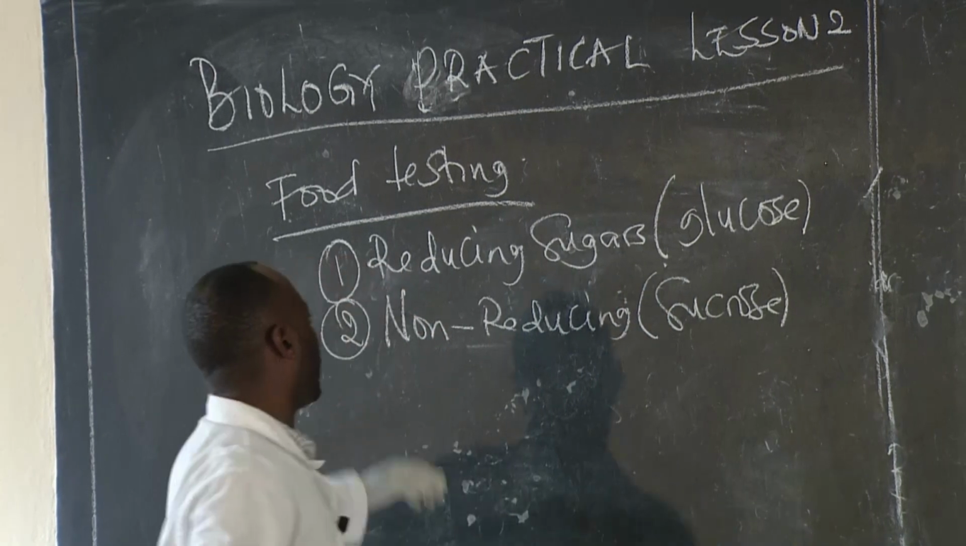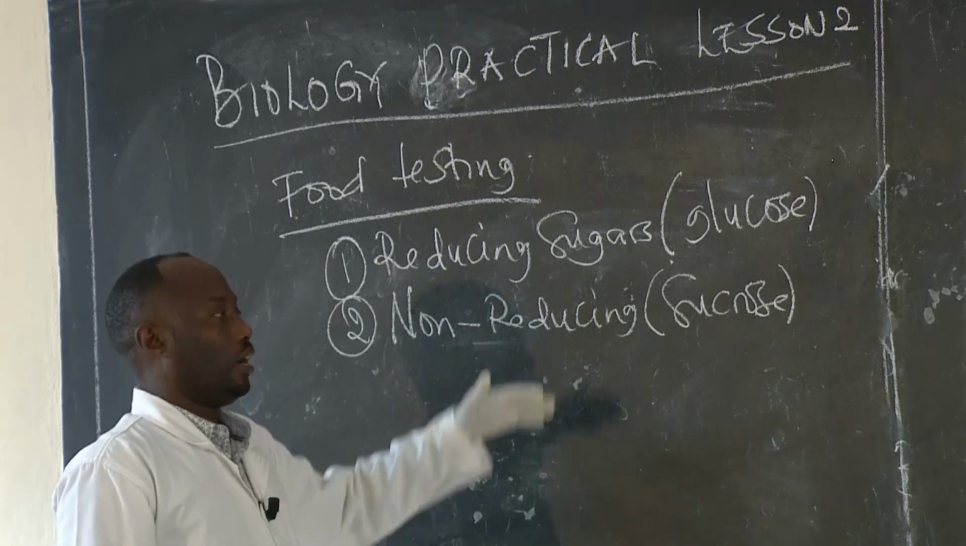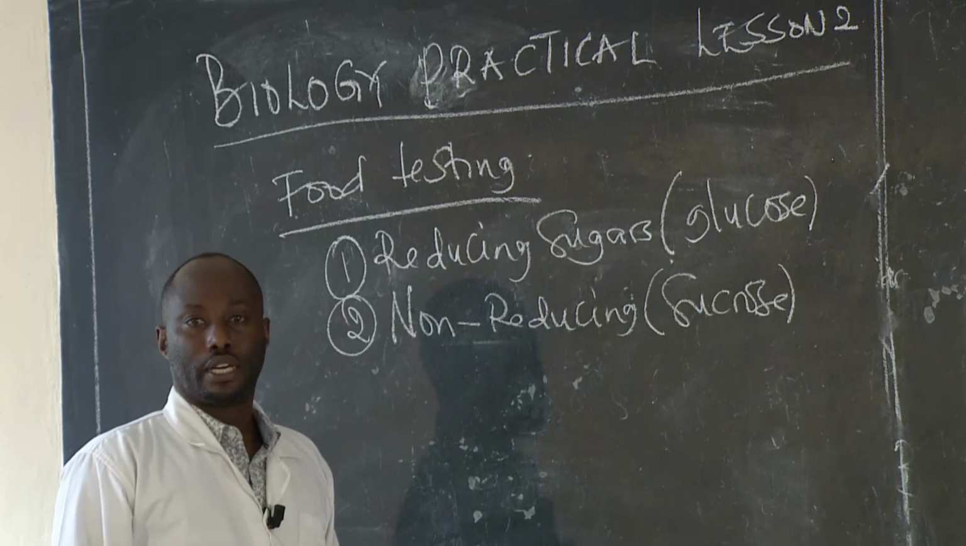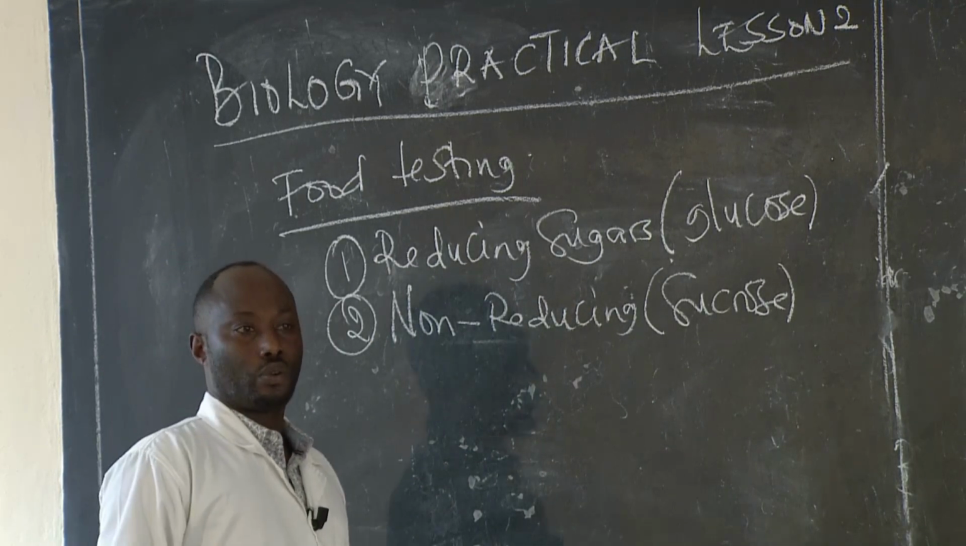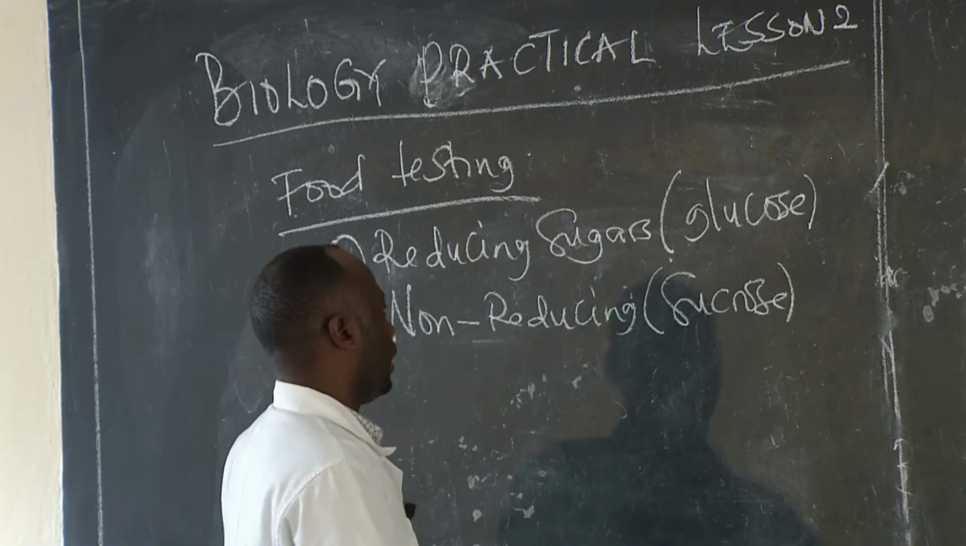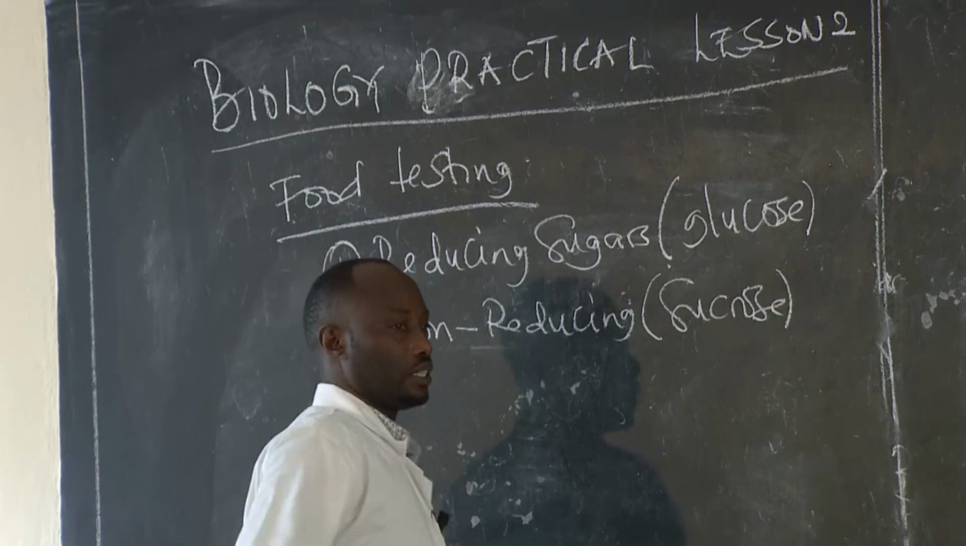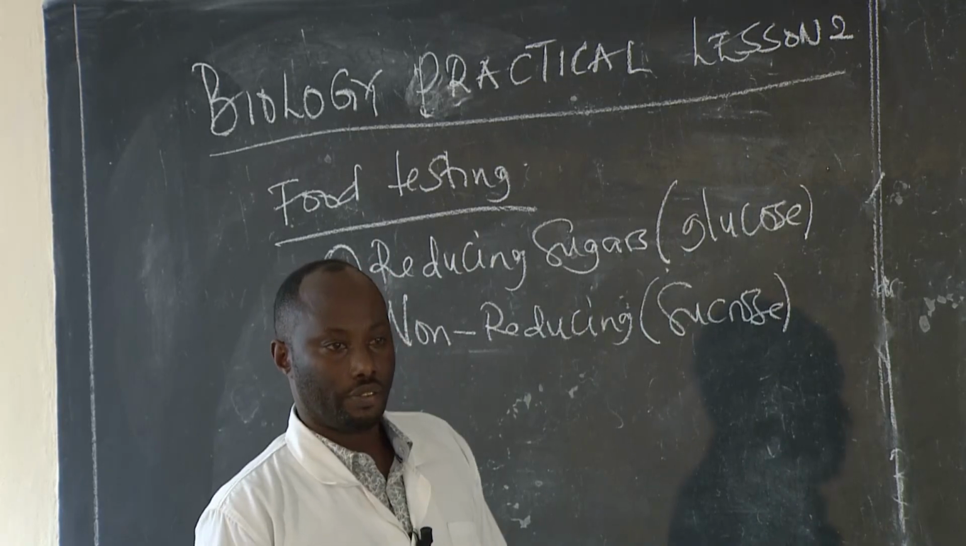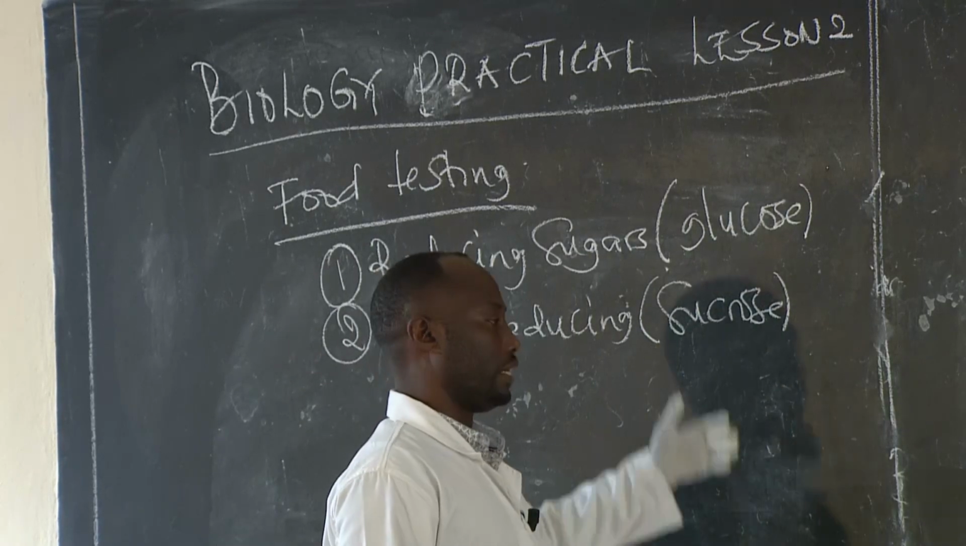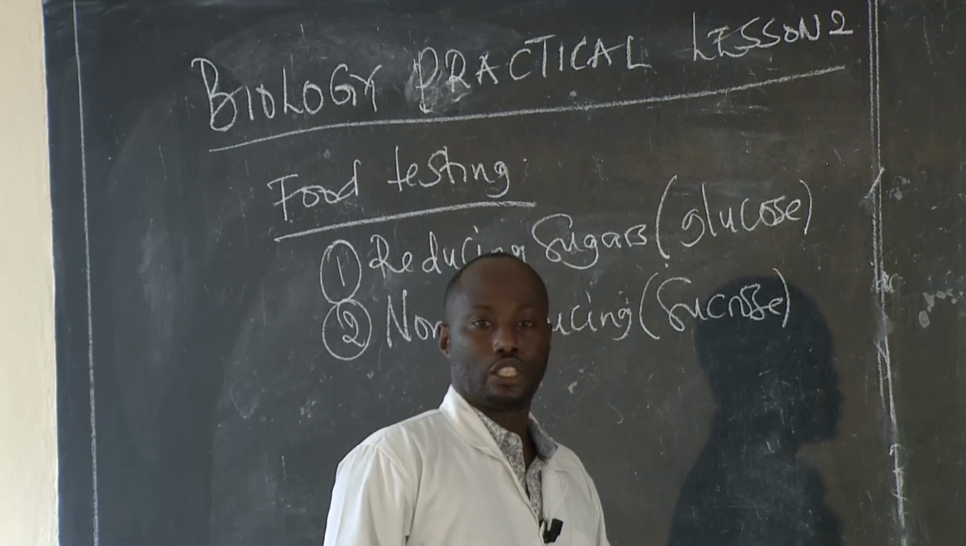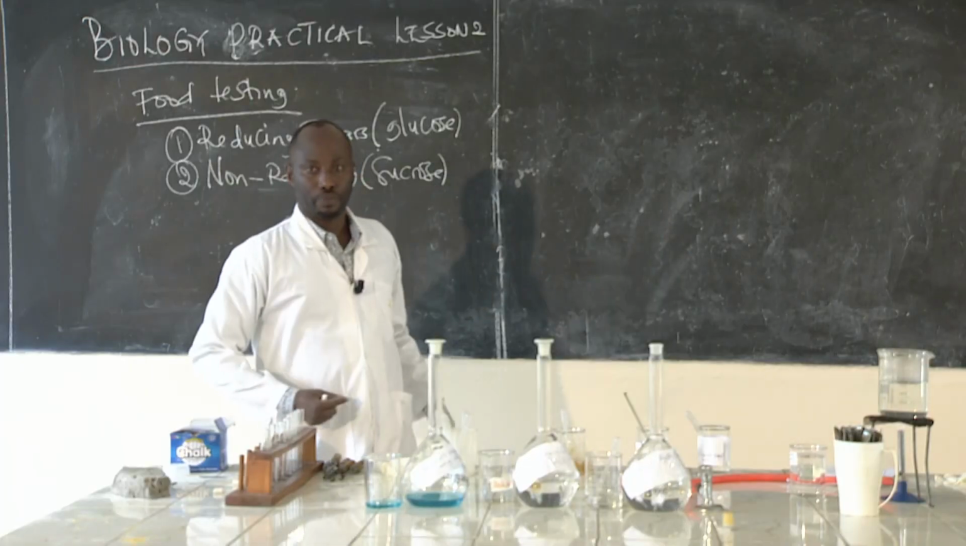And you know, when you talk about reducing sugars, glucose is an example of a monosaccharide. It is made up of one molecule of sugar. And then non-reducing sugars, these are disaccharides. If I say disaccharides, examples of disaccharides are sucrose. We can say it is made up of two molecules of sugars.